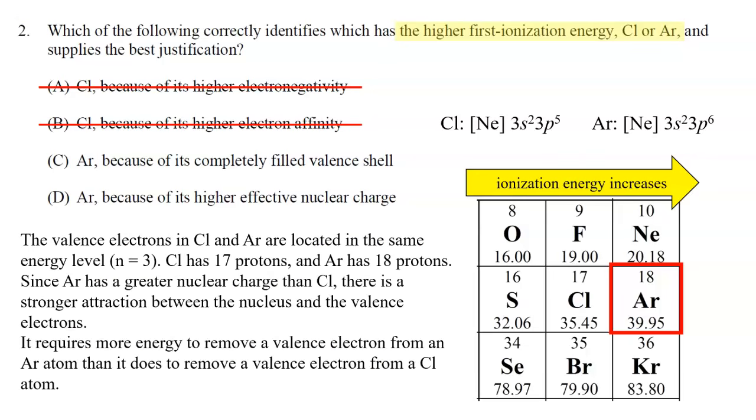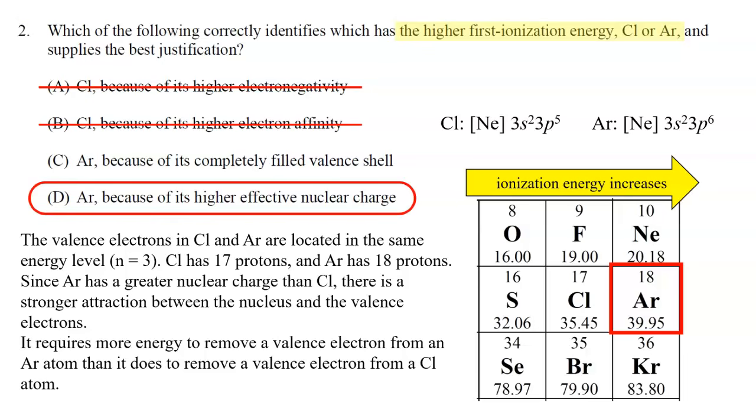So we can see that the valence electrons in both chlorine and argon are located in the same energy level, which is level 3. Chlorine has 17 protons, and argon has 18 protons. So since argon has a greater nuclear charge than chlorine, there's a stronger attraction between the nucleus and the valence electrons. It requires more energy to remove a valence electron from an argon atom than it does to remove a valence electron from a chlorine atom. So the correct justification is not the completely filled valence shell, it is a higher effective nuclear charge. So correct answer is D.